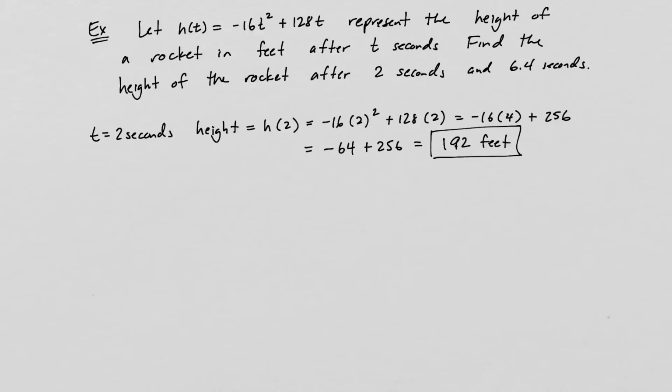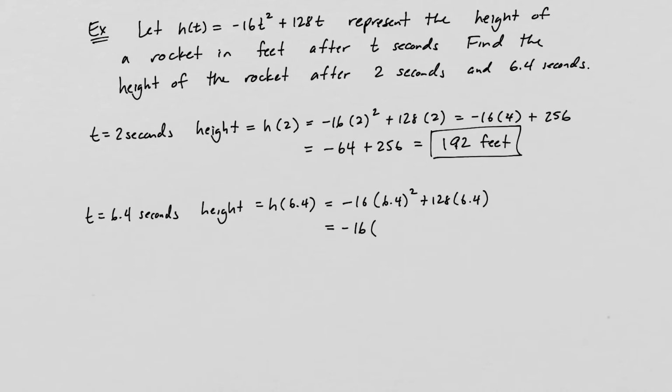So the next part of this question is to do the same thing after 6.4 seconds. So for this, we have t equals 6.4 seconds, and the height at this time will be h of 6.4, which means we need to plug 6.4 into our polynomial. And to do this, I think it's best to use a calculator. So 6.4 to the second power is equal to 40.96, and 128 times 6.4 is equal to 819.2.